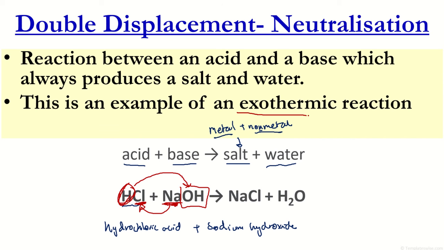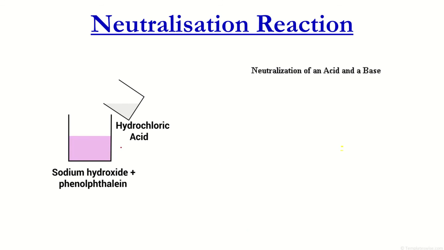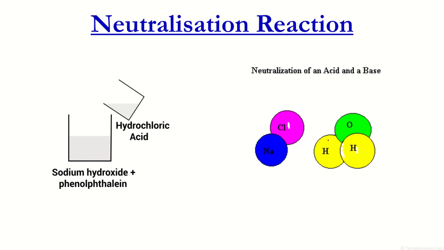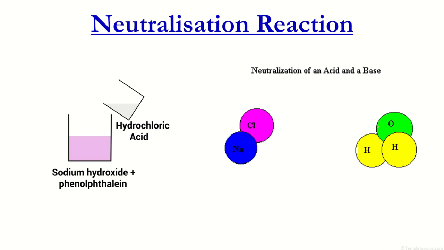Neutralization is an example of an exothermic reaction. So if you mix an acid with a base, you should feel an increase in the heat of the reaction. Alright, so an example of neutralization, as you can see, is here. The swap, and you can see the double displacement with the acid and the base.